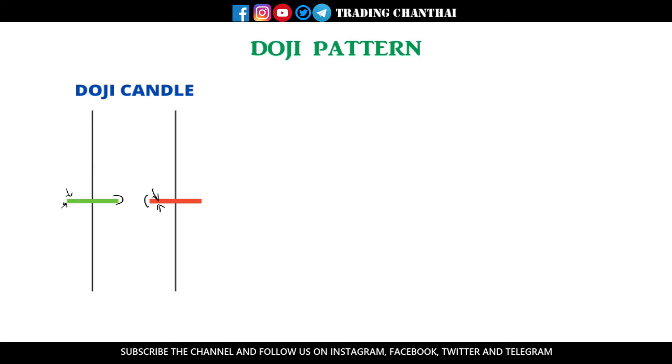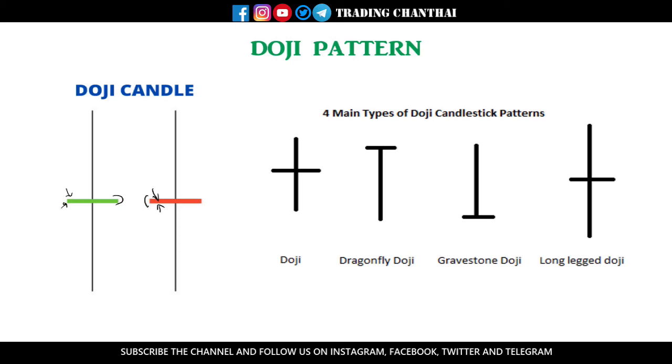I'll take the most used and most commonly formed patterns. So the first one is the normal doji, what I have said. The opening and close will be very much equal, and it would have had movement in the upside and also in the downside.